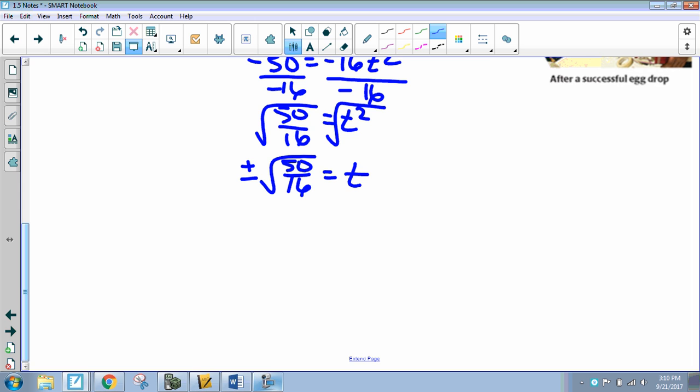So we're going to just approximate this as t is approximately plus or minus 1.8. And we don't want the negative because, of course, we can't have a negative amount of time. So 1.8 seconds. The container will fall for 1.8 seconds before it hits the ground.